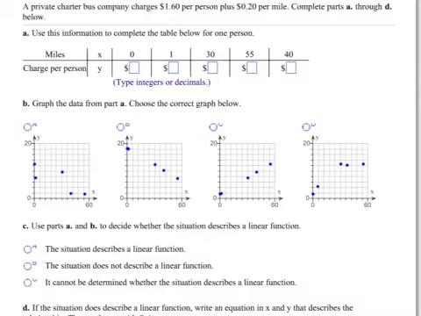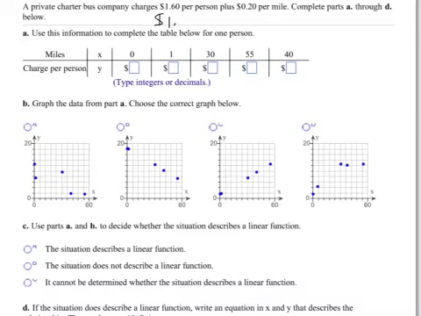The last problem I'm going to do is number 16. A private charter bus company charges $1.60 per person plus 20 cents per mile. Complete parts A through D below. Use this information to complete the table below for one person. So we know that there's only one person.